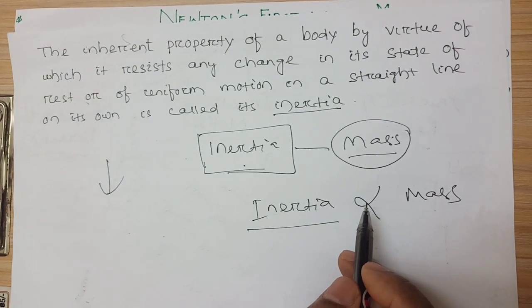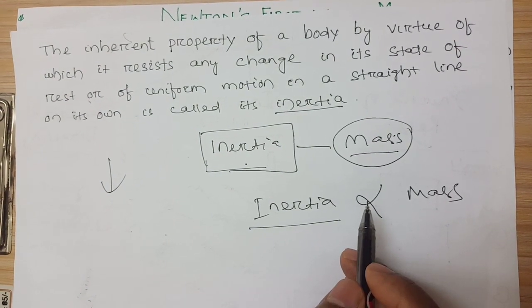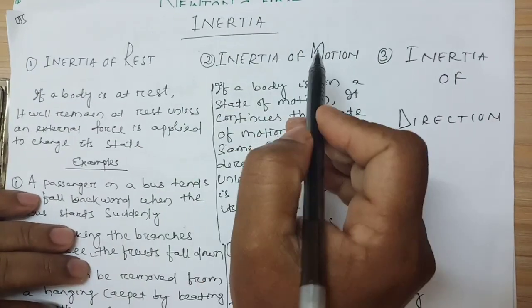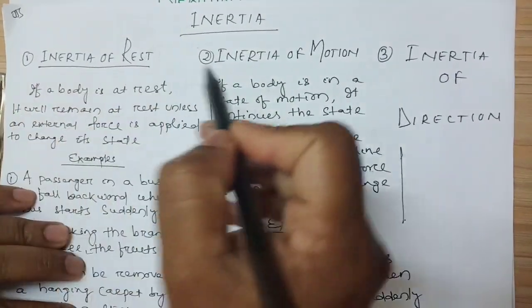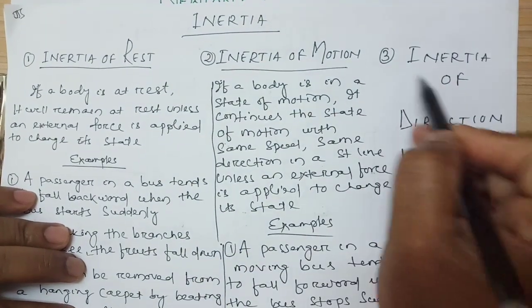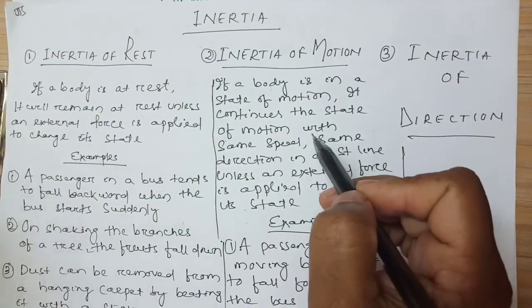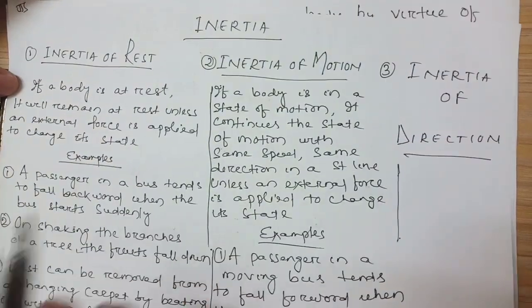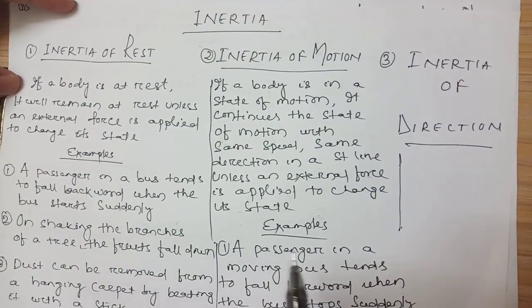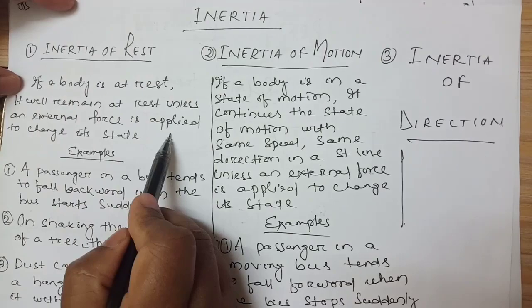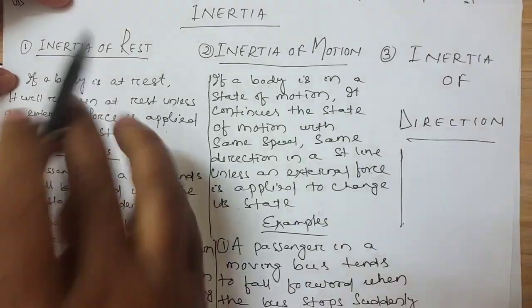Now come to the types of inertia. Actually, inertia has three types: inertia of rest, inertia of motion, and inertia of direction. Now come to what is inertia of rest. If a body is at rest, it will remain at rest unless an external force is applied to change its state. This is inertia of rest.